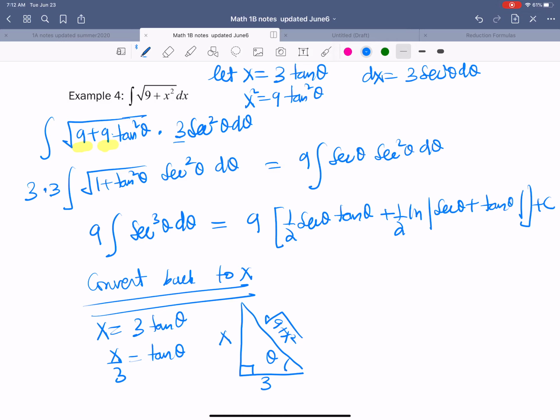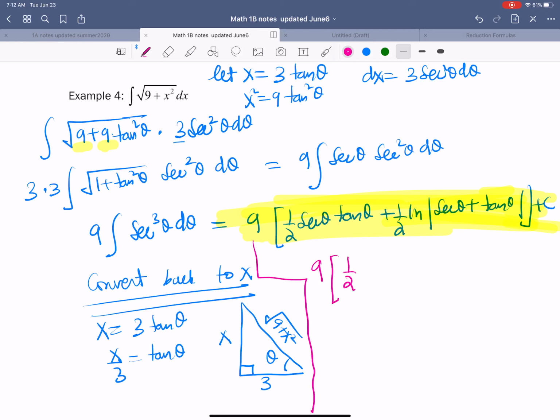Now let's go ahead and plug them into the integral that we evaluated. In here, everything goes in terms of x, not in terms of theta. So I'm not going to simplify the 9 in the front yet. I'm going to leave it like that for now. So I can say 9 times 1/2.